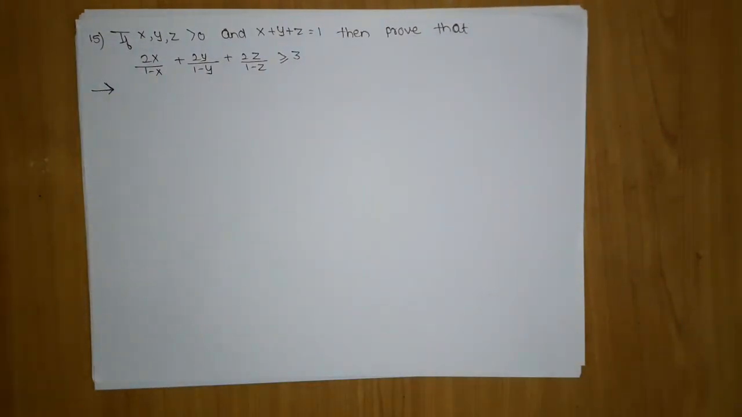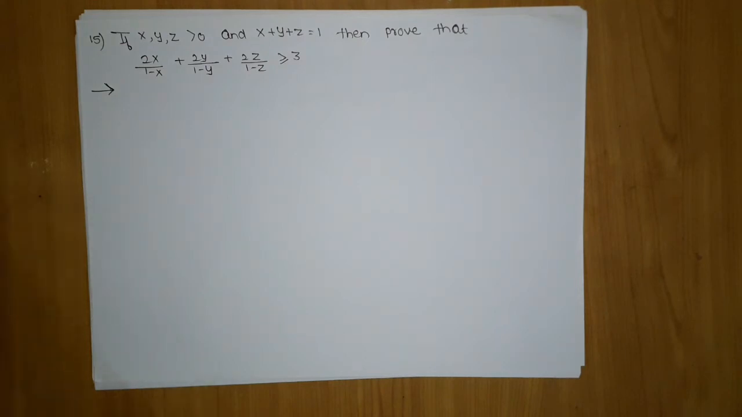If x, y, z are positive and x plus y plus z equals 1, then prove that 2x upon (1 minus x) plus 2y upon (1 minus y) plus 2z upon (1 minus z) is greater than or equal to 3. So what we are going to do? How can we predict the terms? That is important. What term should we target here, x, y, z?